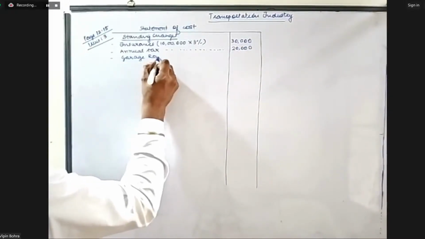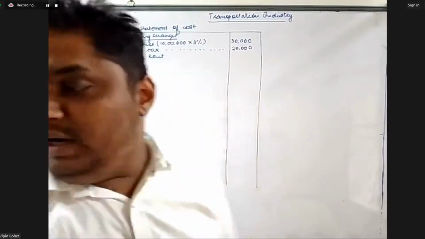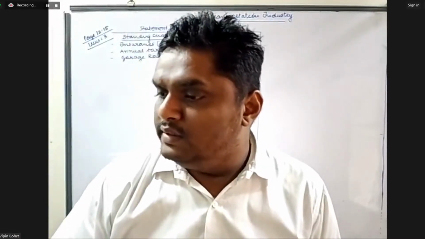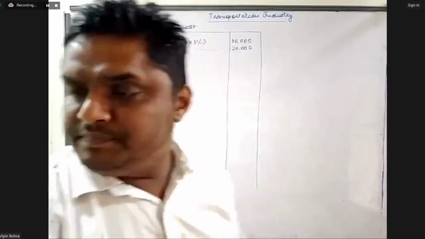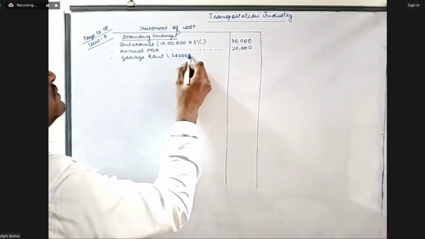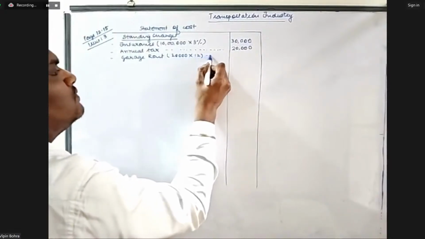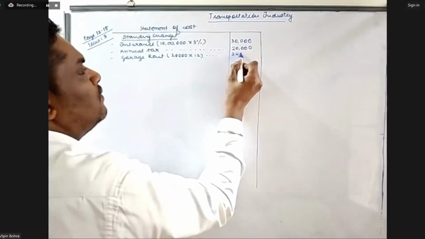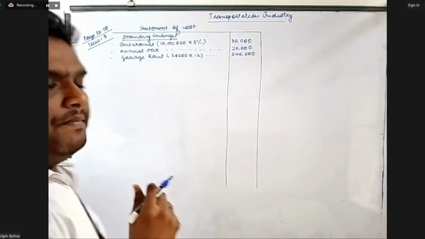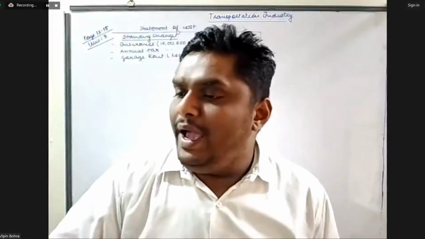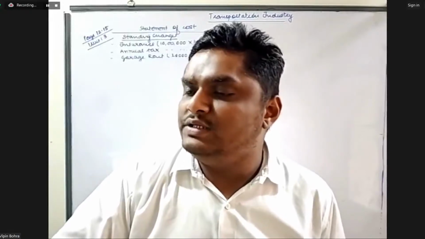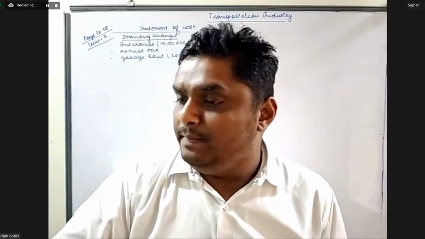Garage rent is 20,000 per month. Two lakh 40,000 for the year. Now, annual repairs is 2,04,000. So it will form part of maintenance charges. So I'll be taking this part separately.